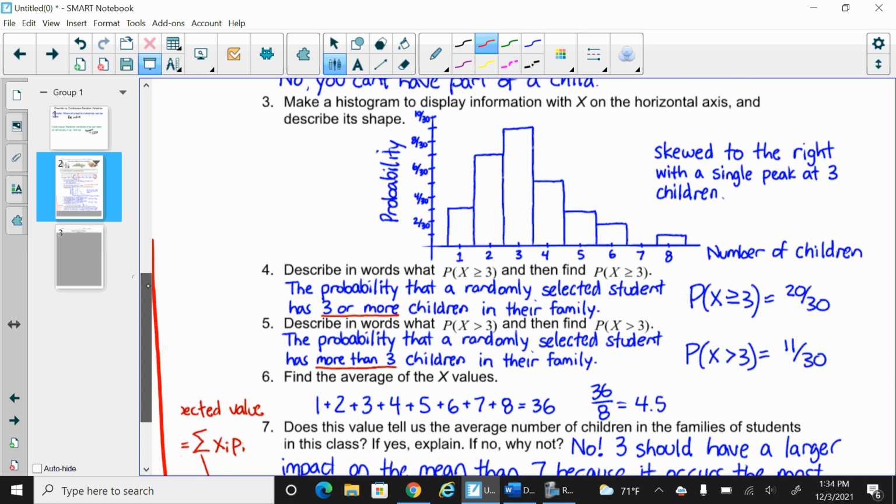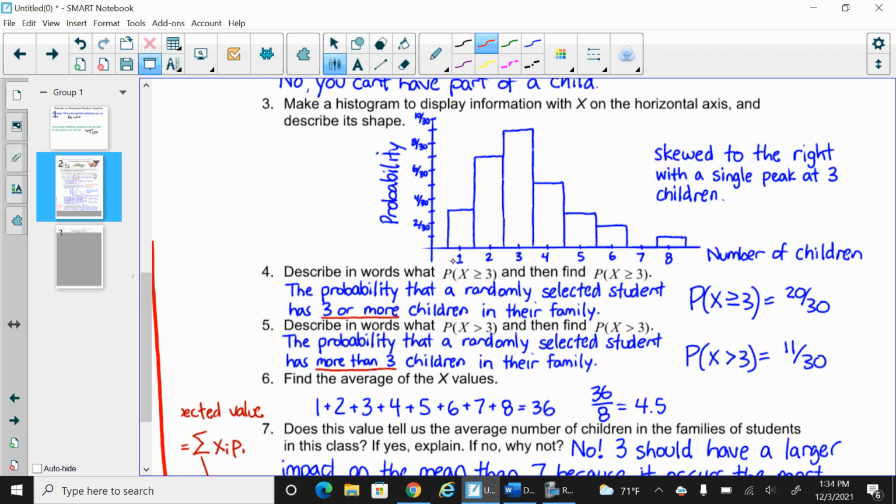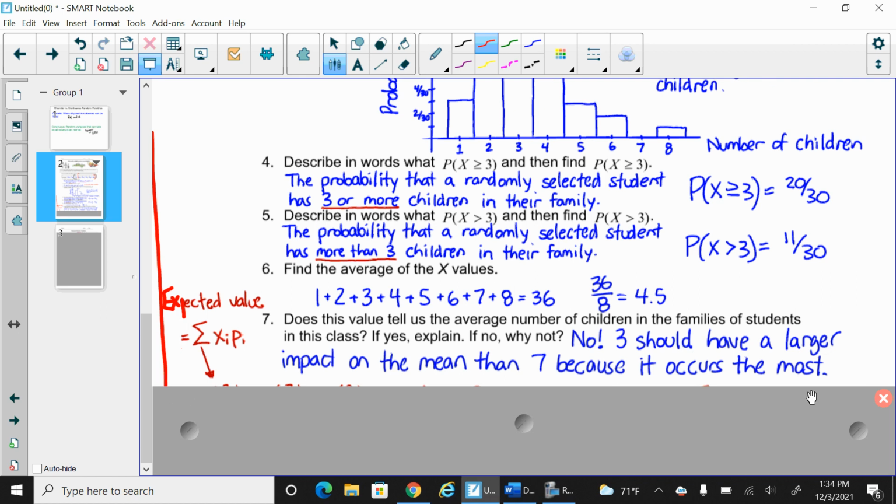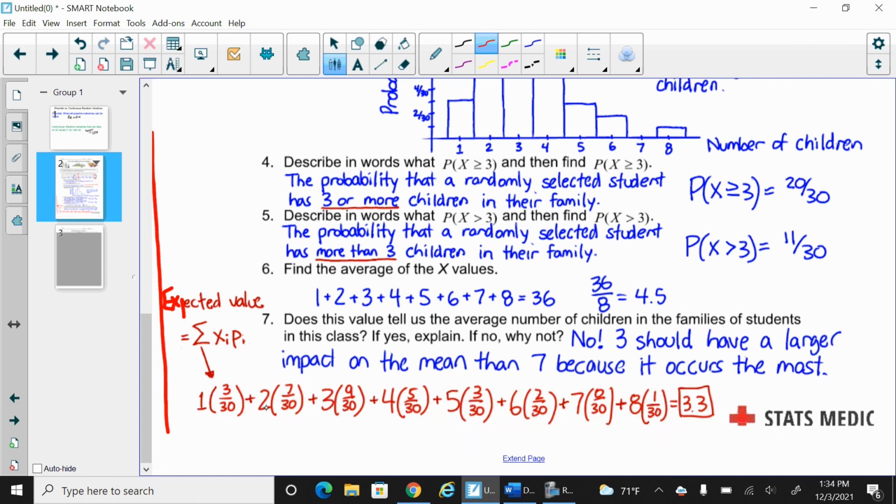Go back up here to our shape. Each one of these X values has a different peak, a different height on the histogram. So I have to calculate the expected value differently. I have to think about the probabilities when I'm calculating the expected value. So look at this formula here. This was in section 6.1. You take each x value and multiply it times its probability. To find the mean, to find the expected value, I will take 1 times 3 over 30.